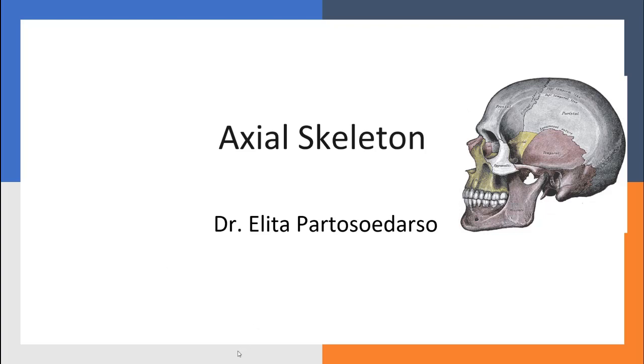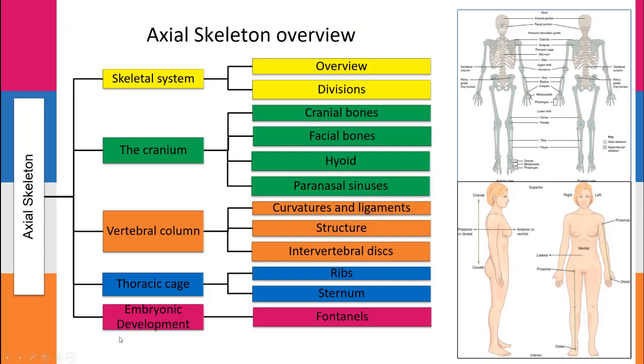So, as you know, we always start with an overview of the lecture. Because this is the first of two lectures on the skeleton, the second one is the appendicular skeleton. I'm going to start off with an overview, looking at the divisions, and then looking at the three different components of the axial skeleton, which are the cranium, the vertebral column, and the thoracic cage. Then we're going to finish off with an overview of the embryonic development of the axial skeleton.